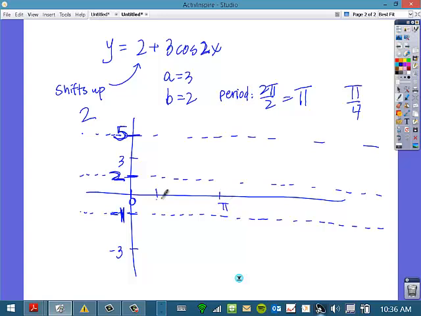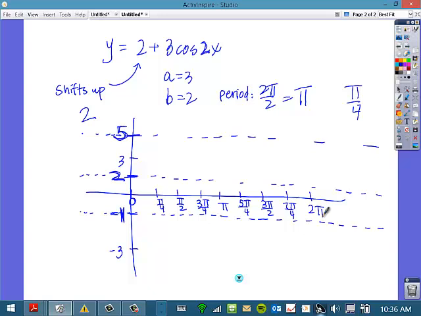So my pieces are going to go pi over 4, then 2 pi over 4 is pi over 2, 3 pi over 4, and you're at pi. And then if we want, let's graph another period. So this would be 5 pi over 4, 6 pi over 4, which is 3 pi over 2, 7 pi over 4, and then 8 pi over 4, which is 2 pi.